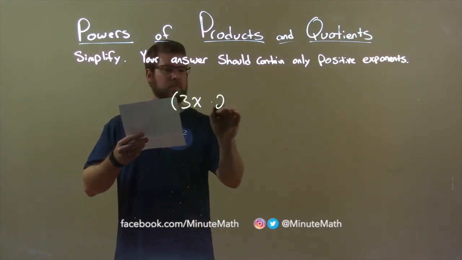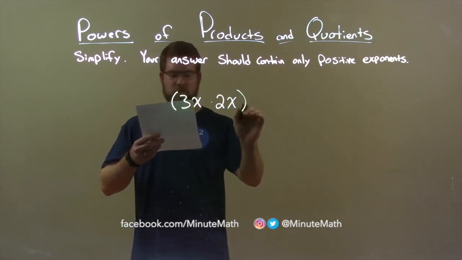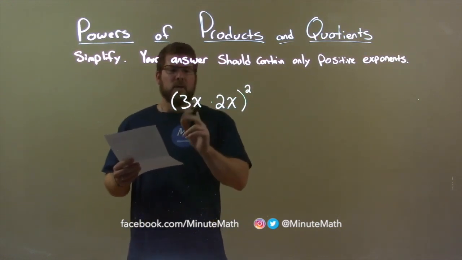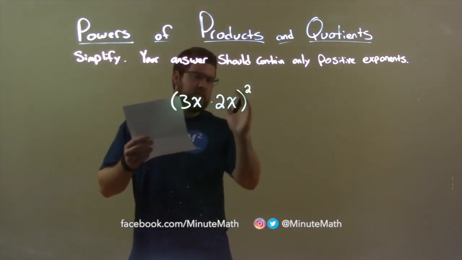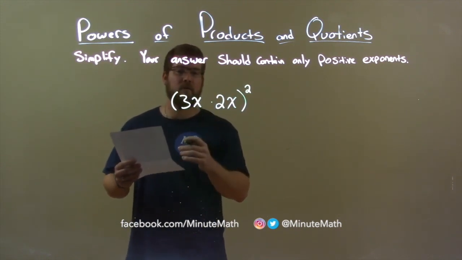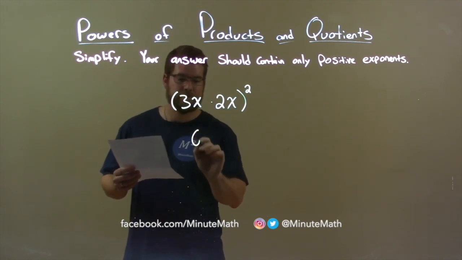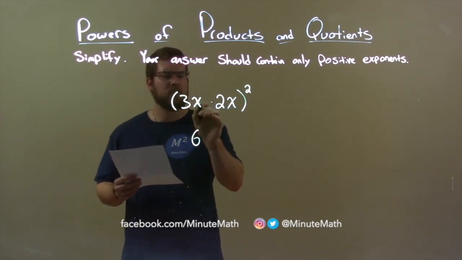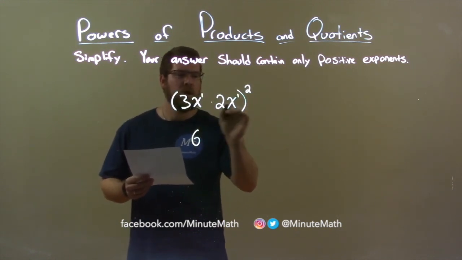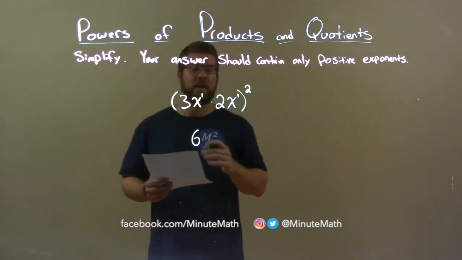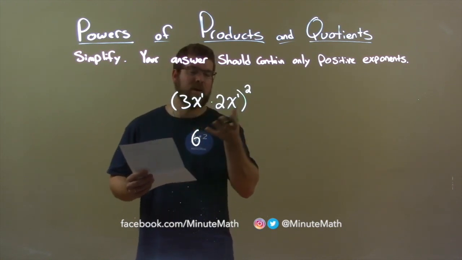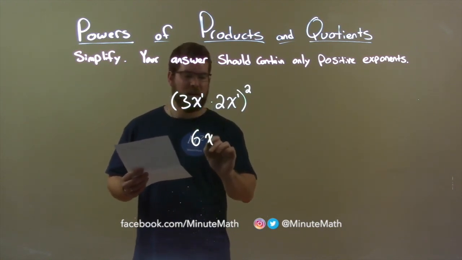3x times 2x. And all of that is going to be raised to the second power. Okay? Well, look at the coefficients. We first can simplify within the parenthesis, so I'm going to take the 3 and the 2, the coefficients, and multiply them together first. 3 times 2, 6. Now the variables. Well, x is really x to the first power, and here we have x to the first power as well. When we multiply variables, we add the exponents if the variables are the same, and 1 plus 1 is 2. Really, x times x is x squared. You should know that. And we have an x squared here.